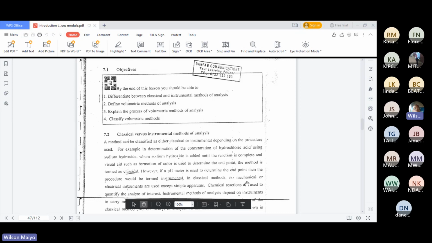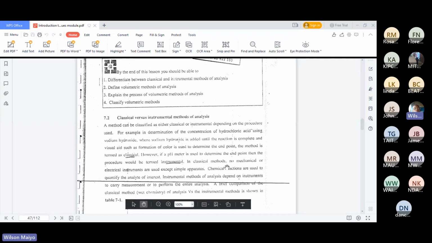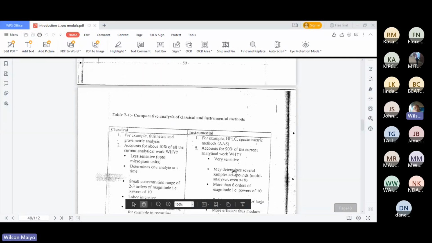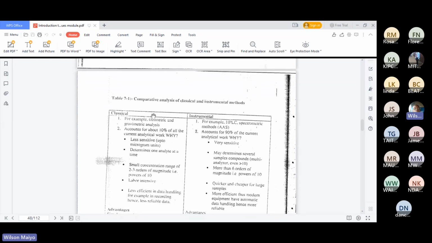Now, we are told that in classical methods, no mechanical or electrical instruments are used except simple apparatus. Then again, they use chemical reactions to quantify the analyte of interest. But instrumental methods depend on instruments to carry out the entire analysis. So we are told that classical analysis accounts for 10% of all the current analytical work, while instrumental accounts for over 90% of the current analytical work.